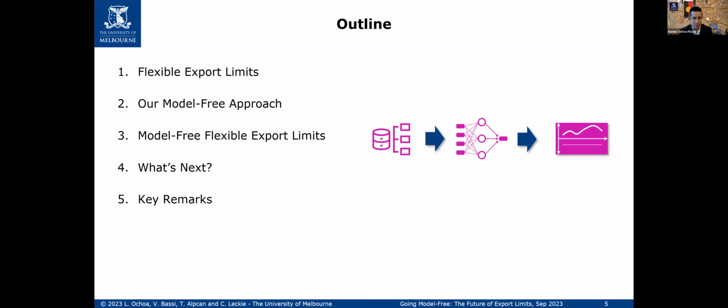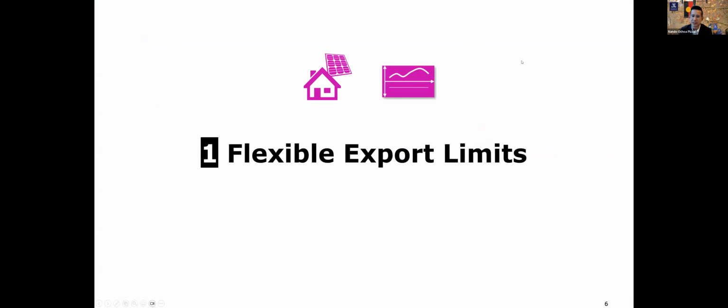But also, it's not just about flexible export limits. There are many other things that we can do with this model-free approach. Hosting capacity is one of them, and I will show some results as well, and then some key remarks. So let's start first with flexible export limits.